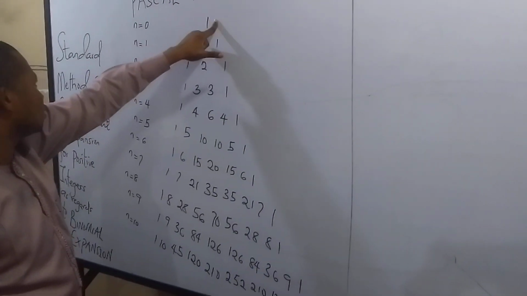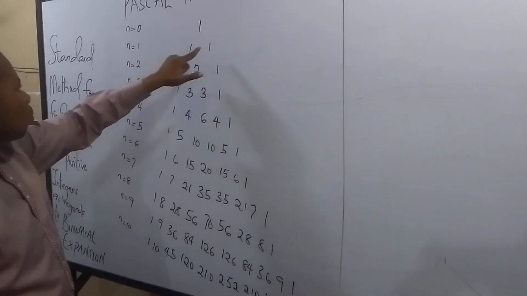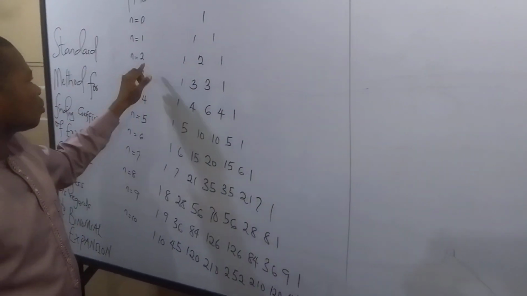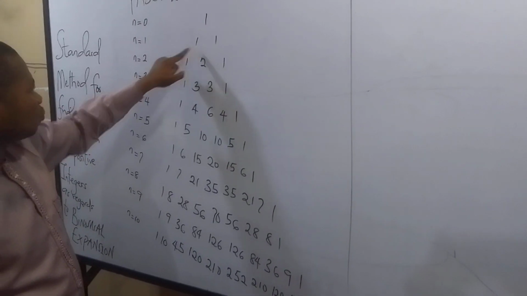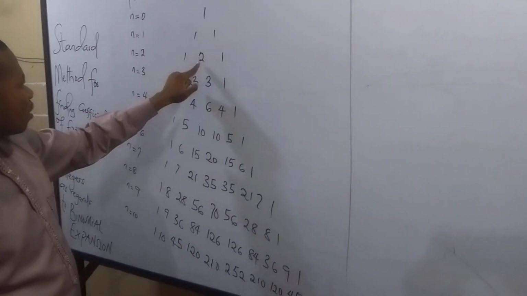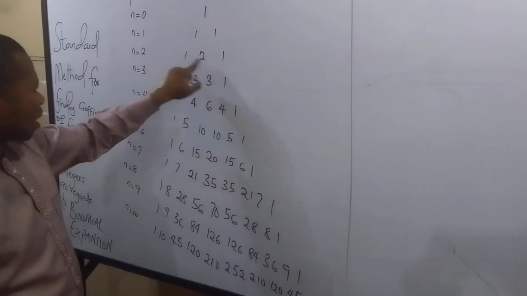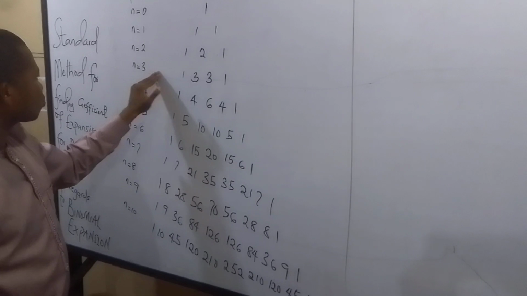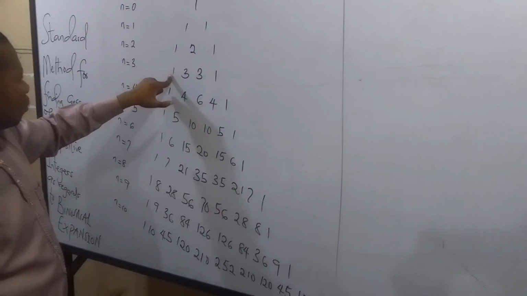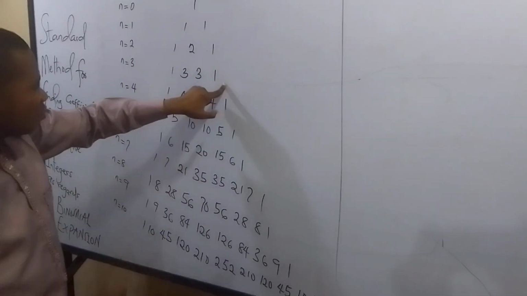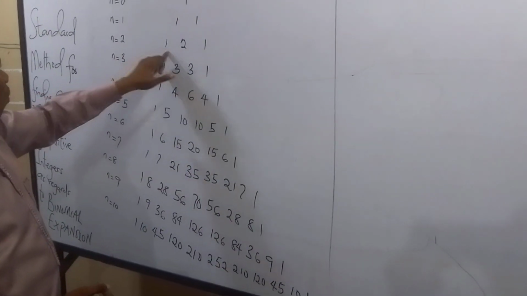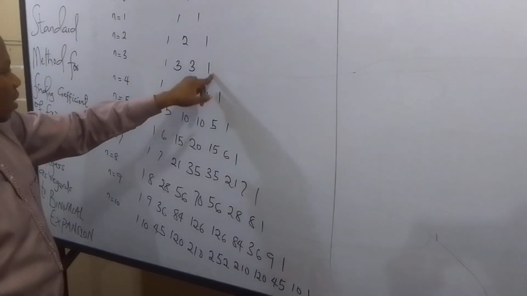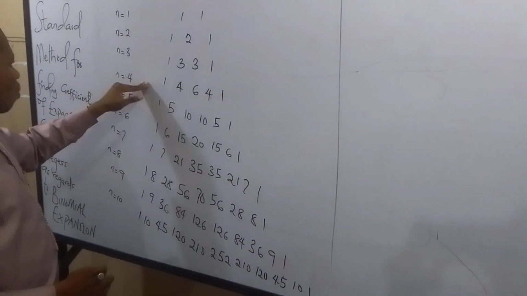For the first one, you have 1. The second one, you have 1, 1. Whatever you are starting with, you must end with. So for the second one, you're going to have 1, which is your starting point. 1 plus 1 gives you 2. So whatever you start with, you end with it, which is 1. We started with 1, we end with 1. So coming to the third one, we have 1. We begin with 1, we end with 1. So this is 1. 1 plus 2 gives you 3. 2 plus 1 gives you 3. And then finally 1.